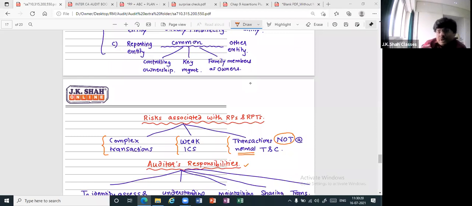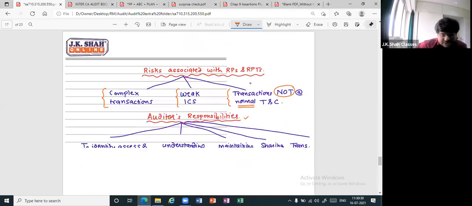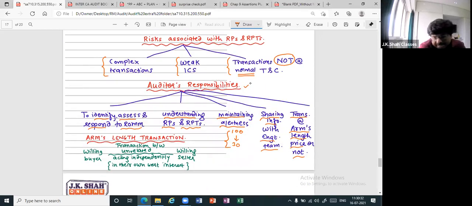But can I say at one point of time, we will settle at some price? That price will be known as arm's length price. Now do you understand? Okay. Then see, what is an arm's length transaction? Have a look. It is a transaction between, firstly, a willing buyer and a willing seller. Nothing by force. Thereafter, as they are unrelated, they are acting independently. And if they are acting independently, they are acting in their own best interest.